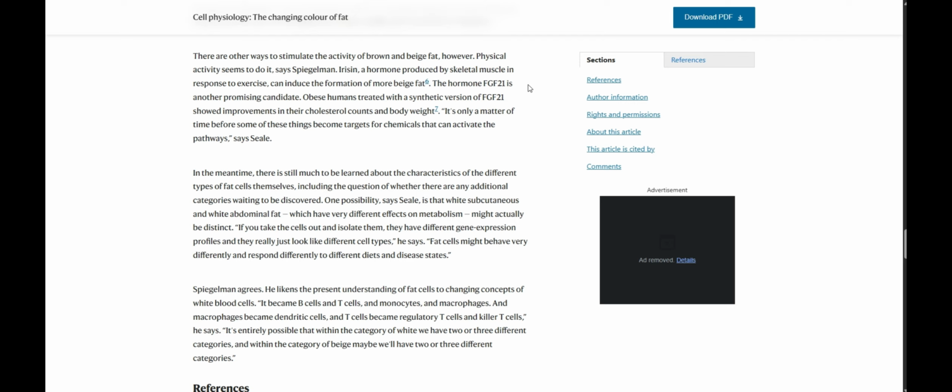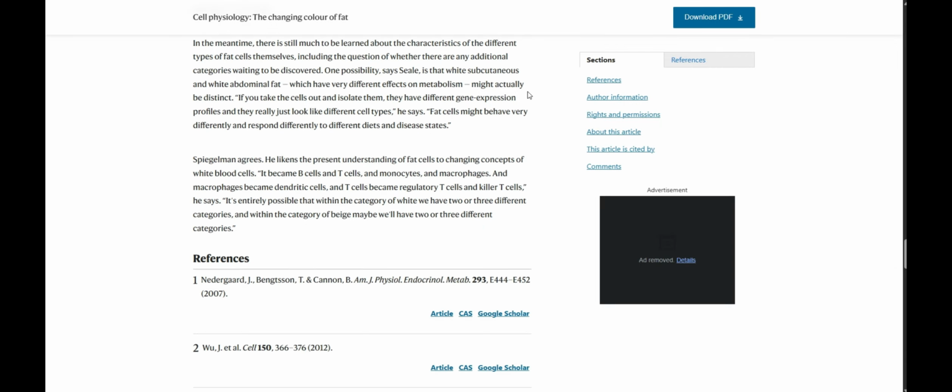The hormone FGF21, which is fibroblast growth factor 21, is another promising candidate. Obese humans treated with a synthetic version of FGF21 showed improvements in their cholesterol counts and body weight. It is only a matter of time before some of these things become targets for chemicals that can activate the pathways, says Seale. In the meantime, there is still much to be learned about the characteristics of the different types of fat cells themselves, including the question of whether there are any additional categories waiting to be discovered.